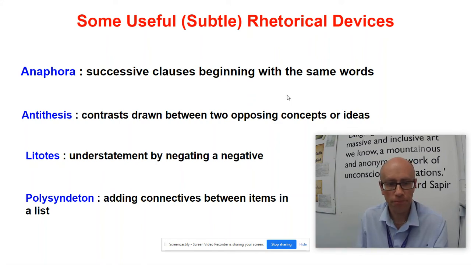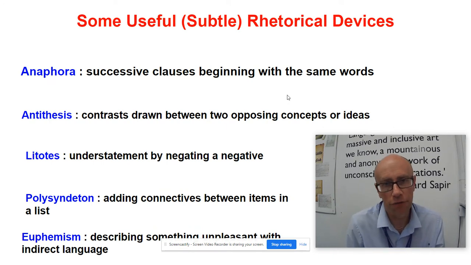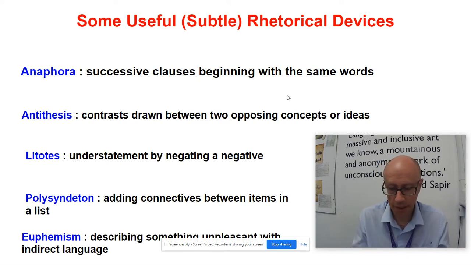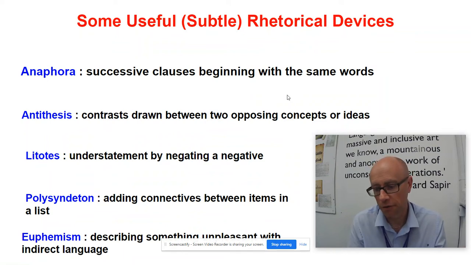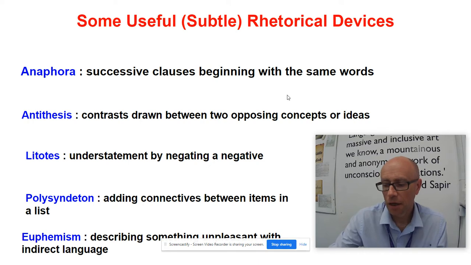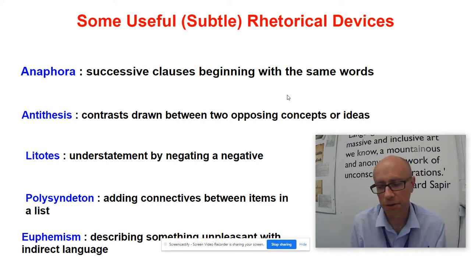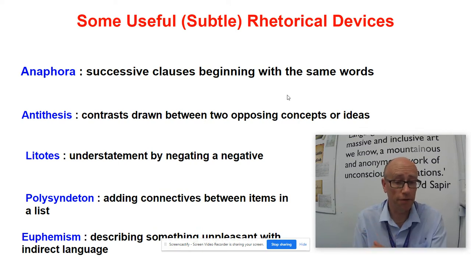That's polysyndeton. And then finally, we have euphemism, which is describing something unpleasant with indirect sort of veiled language, and various semantic fields, various areas use euphemistic language to sort of veil and hide the horrible truth. Think about the military, for example. They might put out a statement saying, unfortunately, the operation resulted in collateral damage. Collateral damage meaning there that civilians got killed. Euphemistic language. And the opposite of that, of course, is dysphemism. So dysphemistic language is using very blunt language.